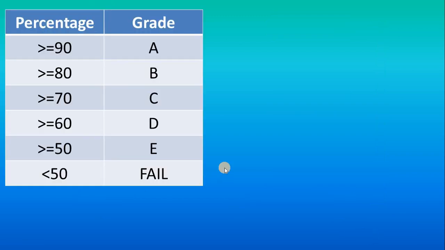Now we will discuss one task, that is the grade of a student. If it is more than 90, A; more than 80, B; again if it is more than 70, C, D, E, otherwise fail. It means if the percentage is less than 50, that is a fail. This task we will do in Eclipse.